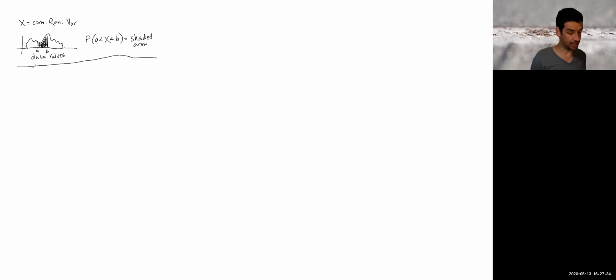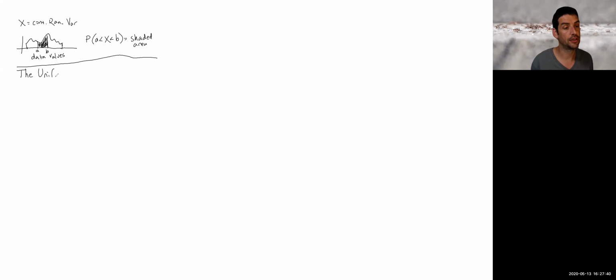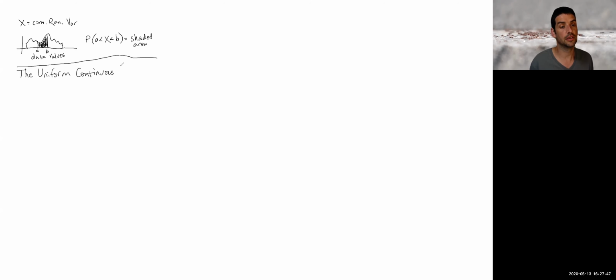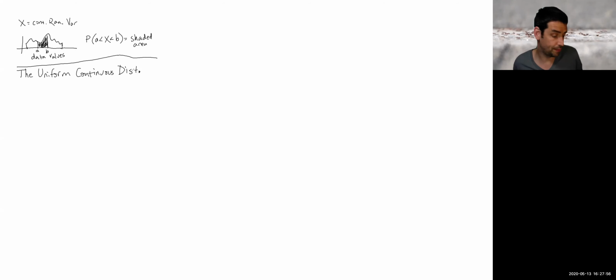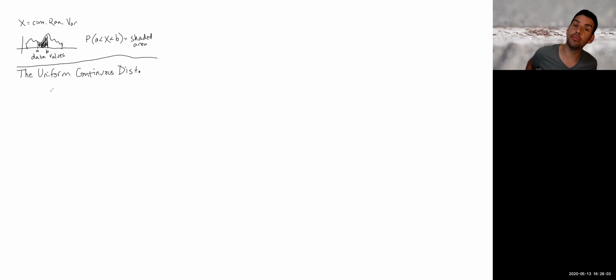So what we're talking about right now is what's called the uniform continuous distribution. Okay, so the uniform distribution is a distribution for a continuous random variable where all the outcomes have an equal probability of happening. They're all equally likely, right?